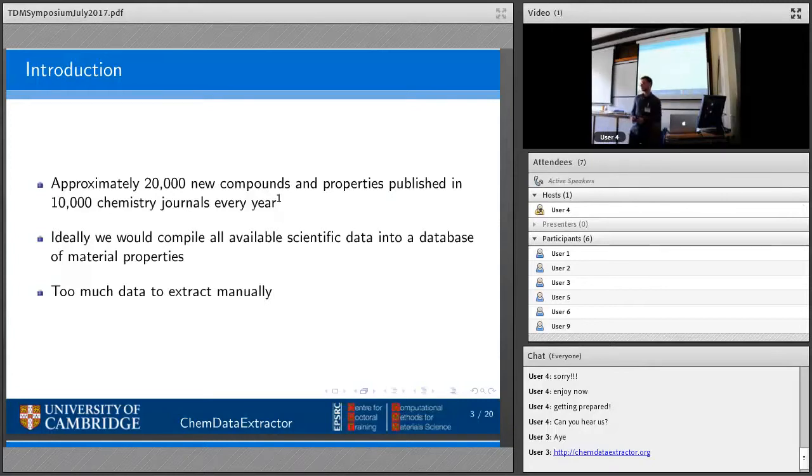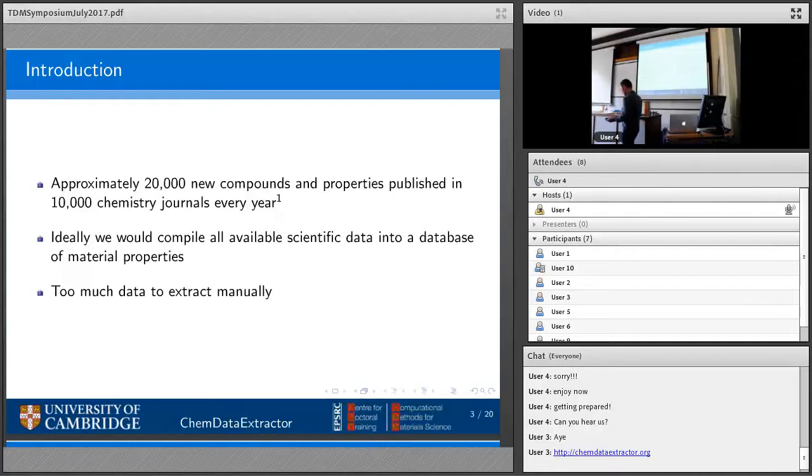But of course, as we've seen, creating a database of that kind manually by going through papers, extracting data, and uploading it to a database would be massively time-consuming, massively expensive, and actually, despite popular opinion, it would actually be quite error-prone as well.